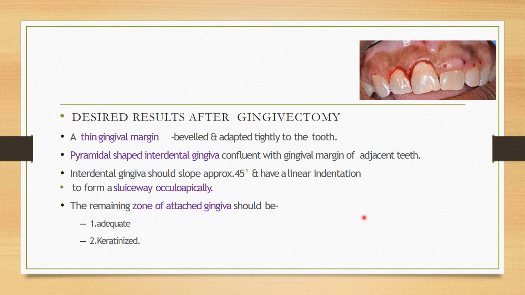So, what are the desired results after gingivectomy? Obviously, you should get a thin gingival margin, beveled and adapted and tightly confined to the tooth surface, and pyramidal shaped interdental gingiva confluent with the gingival margin of adjacent teeth. Interdental gingiva should be sloped approximately 45 degrees and have a linear indentation to form a sluice way occluso-apically, and the remaining zone of attached gingiva should be adequate and keratinized.